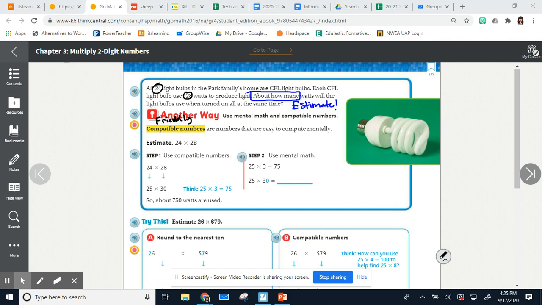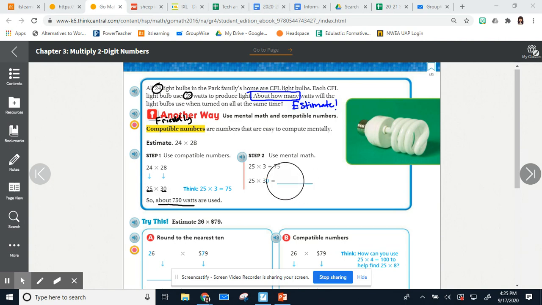So this time, what they did was they made 24 into 25. So all we did was round it up to a number that has a 5 at the end, because that's easy to add or multiply mentally. And then we rounded 28 to 30. Okay, so now it's a little bit easier to multiply. So first, we're going to think 25 times 3, that is 75. And then we have to put in that 0, so 750. So about 750 watts were used.